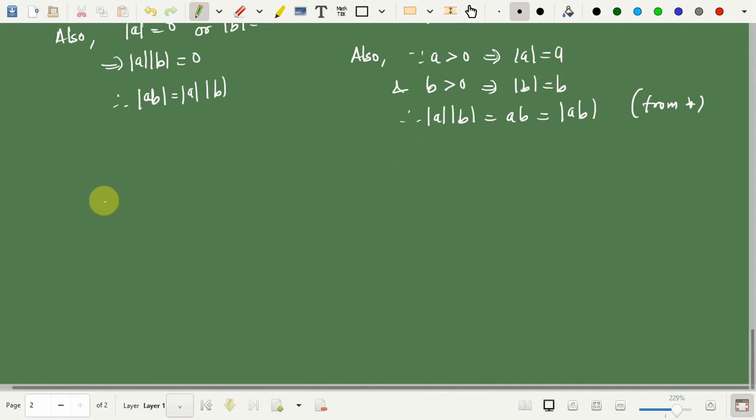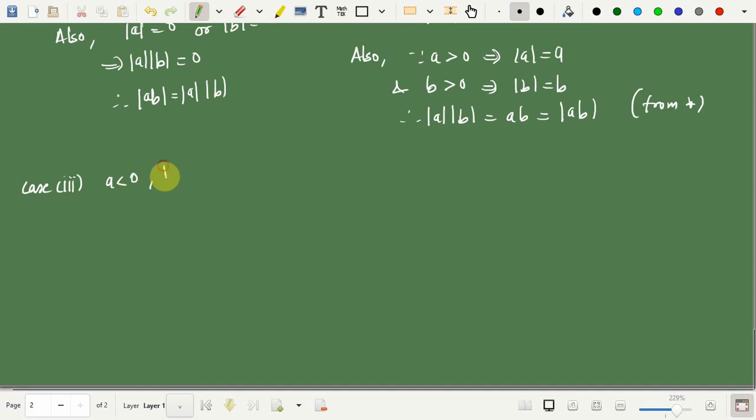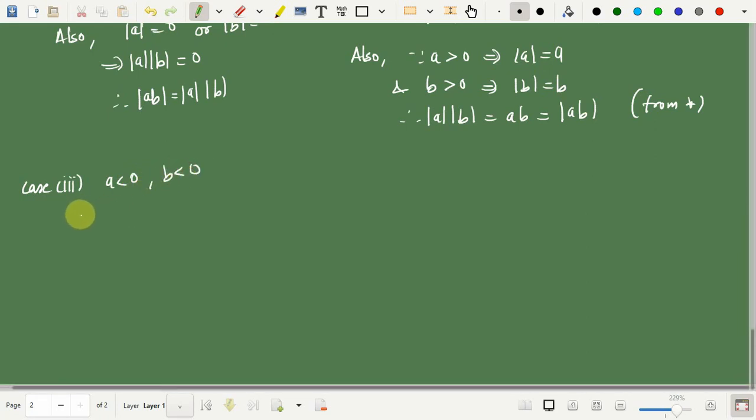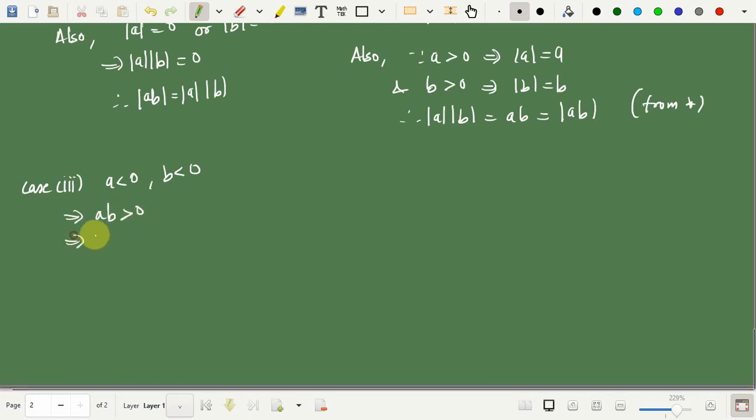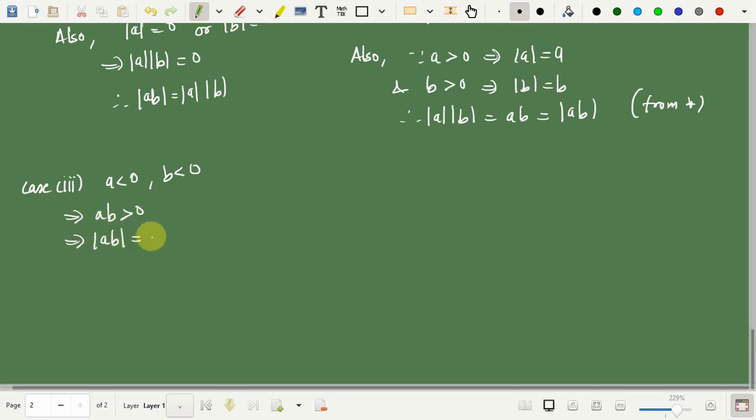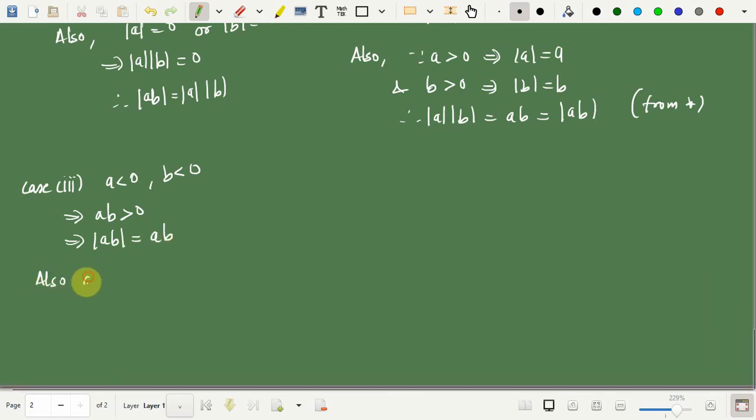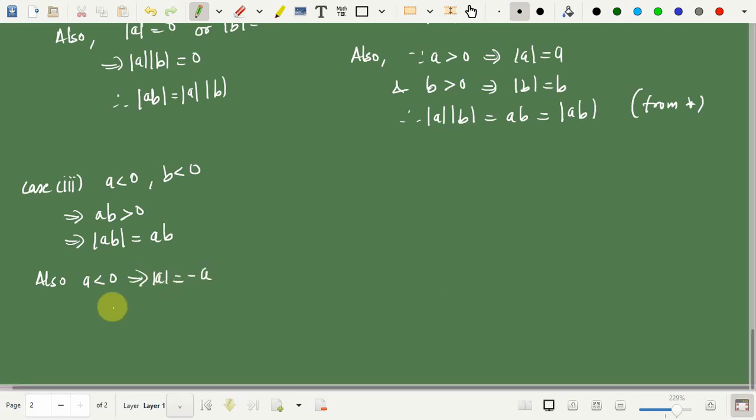The remaining case, case 3, where a is negative and b is negative. In this case again we know that whenever both the numbers are negative, the product is positive, and therefore mod of ab should be the same as a into b, the same number. Now also note that a is negative implies that mod of a is minus a, and b is negative implies that mod of b is minus b.